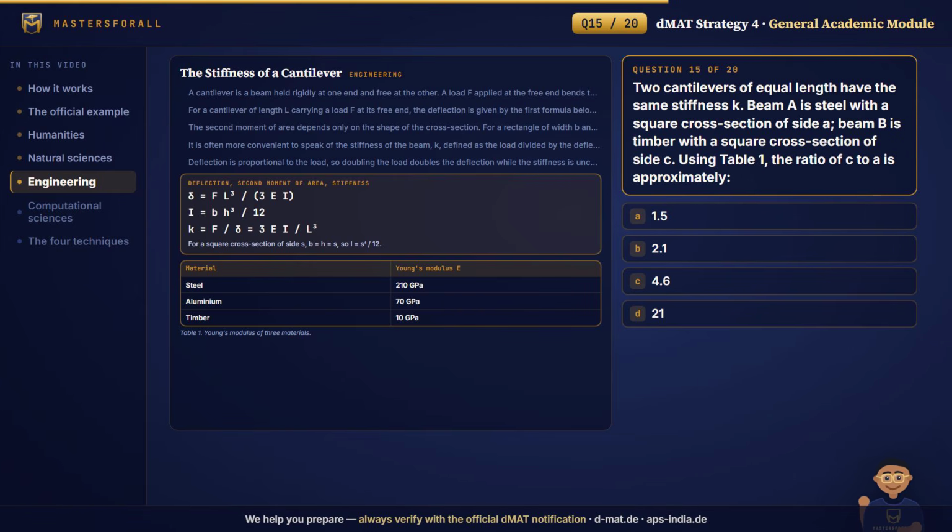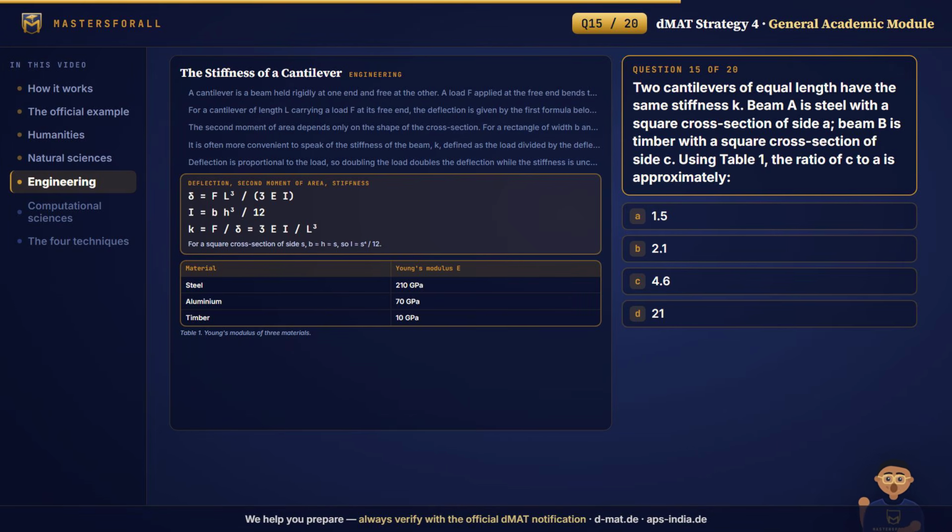Now the mechanic, before any number, the note underneath the formula. For a square section, width and height are the same letter, so the first power and the cube are both supplied by the side. 1 plus 3 is 4. The second moment goes as the side to the fourth power. Equal stiffness means steel's modulus times A to the fourth equals timber's modulus times C to the fourth. Rearrange and C over A to the fourth power is 210 over 10, 21. So the answer is the fourth root of 21.